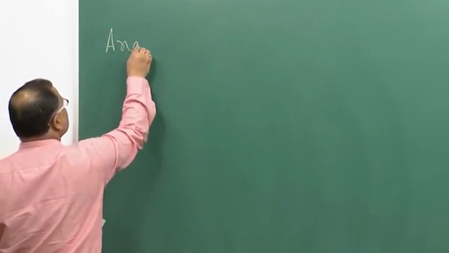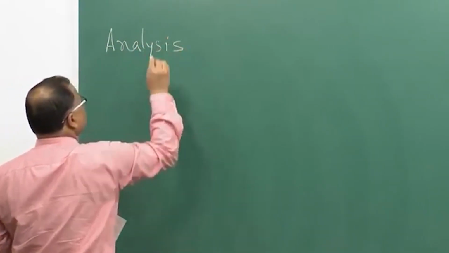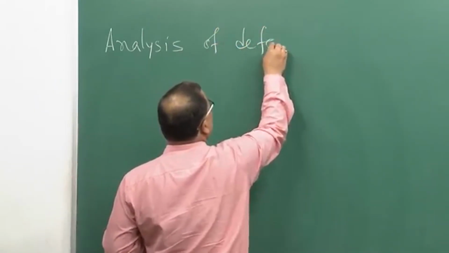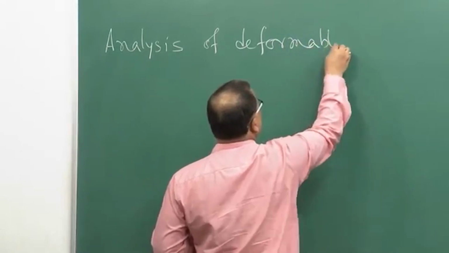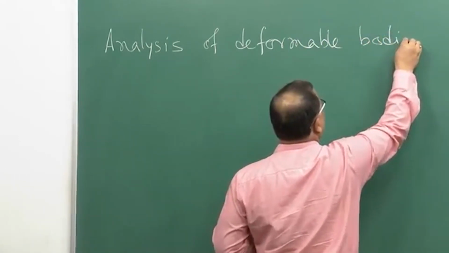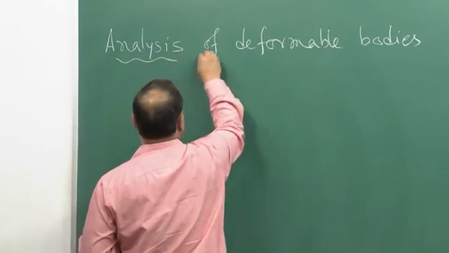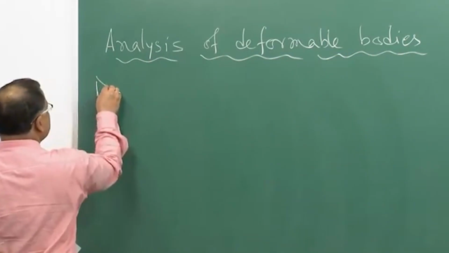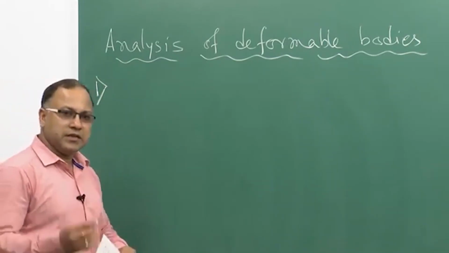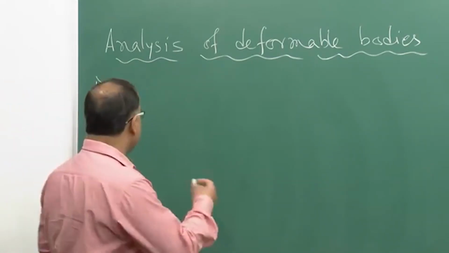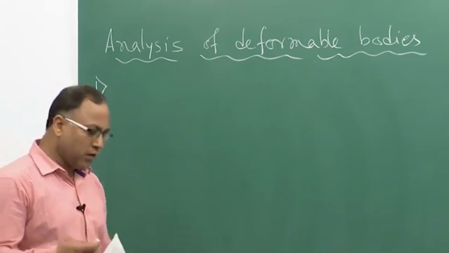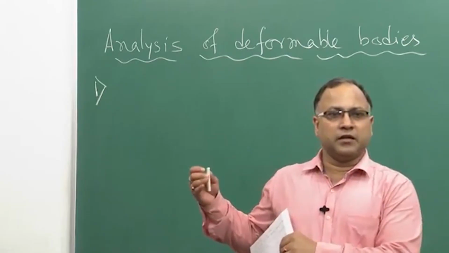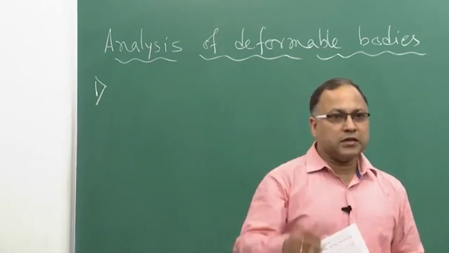So, we are going to talk about analysis of deformable bodies. Okay. So, what are the different steps involved in this analysis? There are 3 steps involved in this analysis. We will write down all the steps, and then we will take one simple example by which we can see that we can exhaust all the 3 steps.